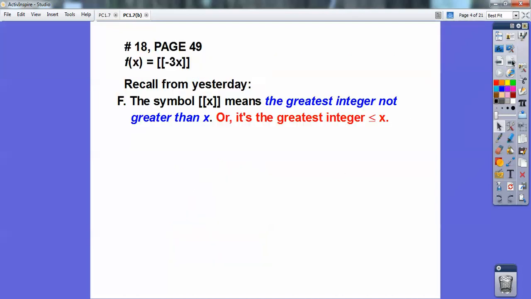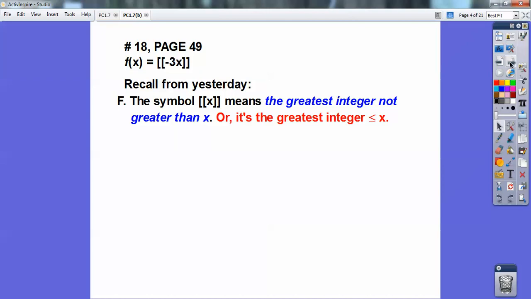Okay, all right, here's number 18. It's a struggle. I know the greatest integer function is a struggle, you guys. In fact, I struggled a little bit when I first saw this, many years ago. But it was a struggle for me too. So it's just the greatest integer less than or equal to x.